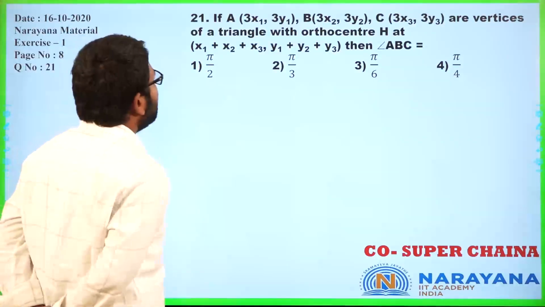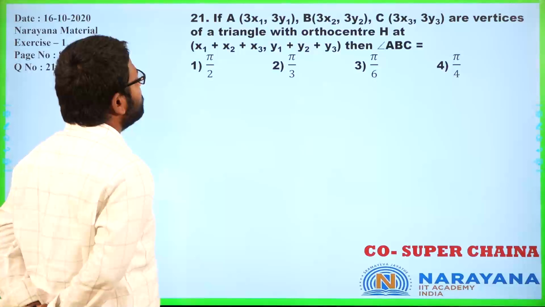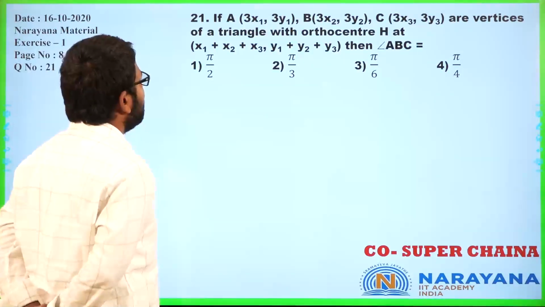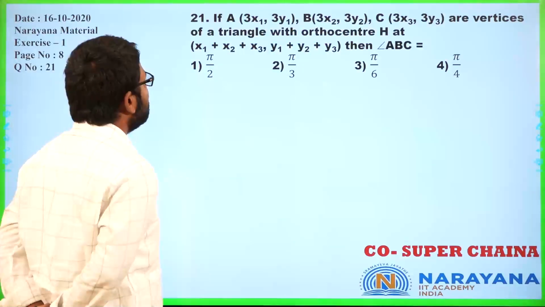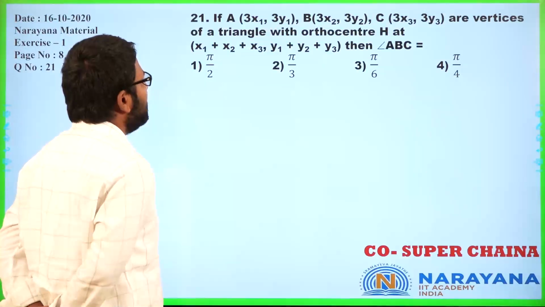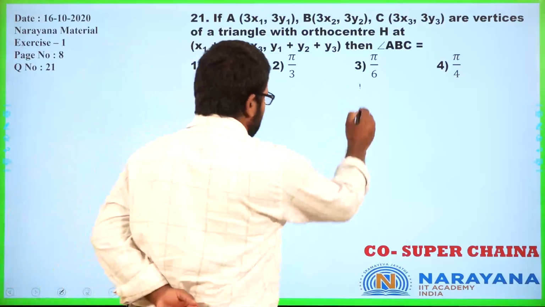If A (3x1, 3y1), B (3x2, 3y2), C (3x3, 3y3) are vertices of a triangle with orthocenter H at (x1 plus x2 plus x3, y1 plus y2 plus y3), then angle ABC is equal to what?